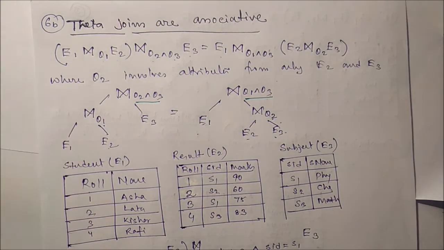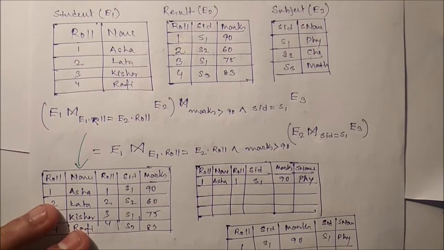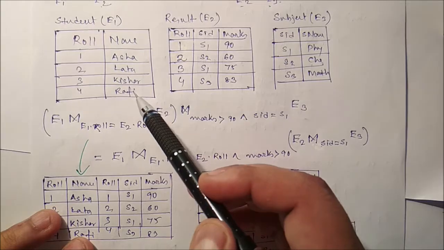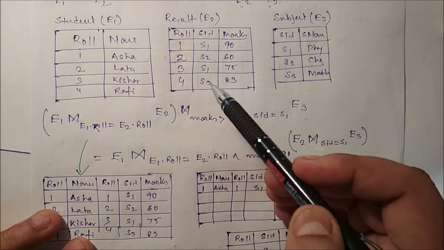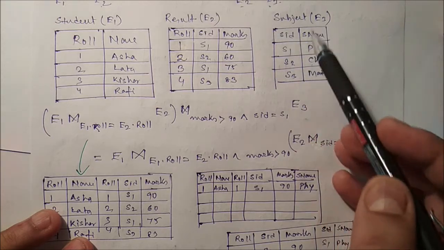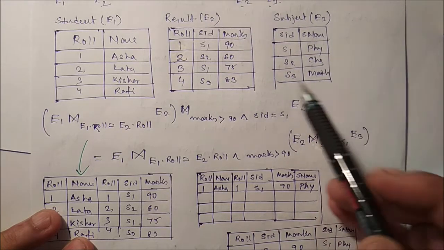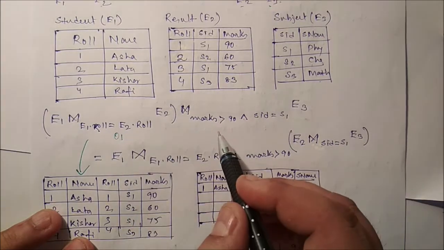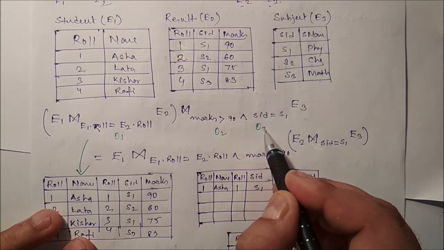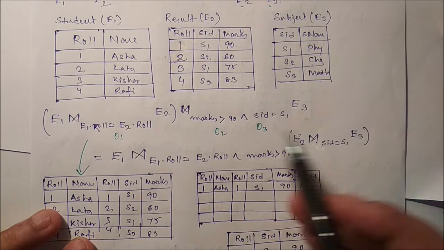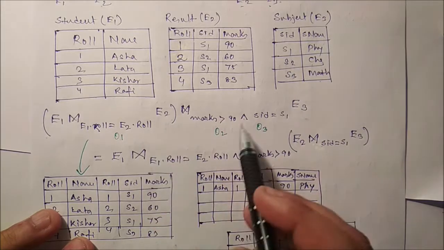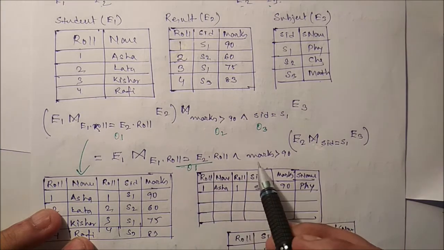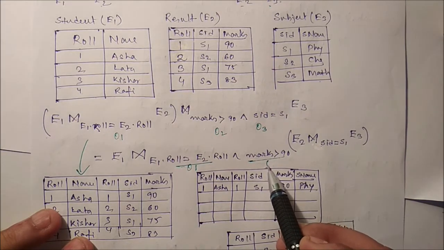Now we can see here, say we have three tables, E1, E2 and E3. The names are 1 2 3 4: Asa, Lata, Kishore, Rafi. Result: 1 2 3 4, S1 S2 S1 S3, marks 90 60 75 83. Subject: S1 S2 S3, physics, chemistry and mathematics. Now see, this is our theta 1, E1 theta 1 E2, and this is our theta 2 and theta 3. Are you getting this one? This one, E1 roll number equal to E2 roll number, this is our theta 1, and marks greater than 90, this is our theta 2.